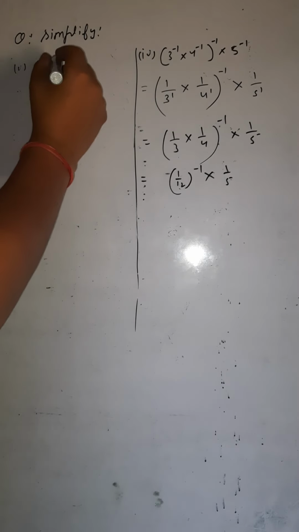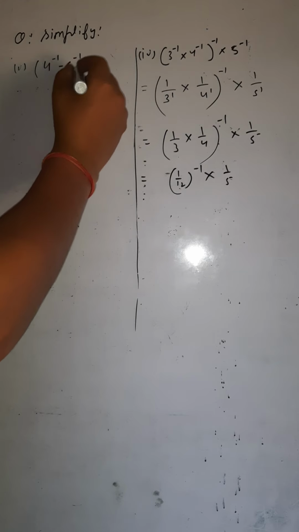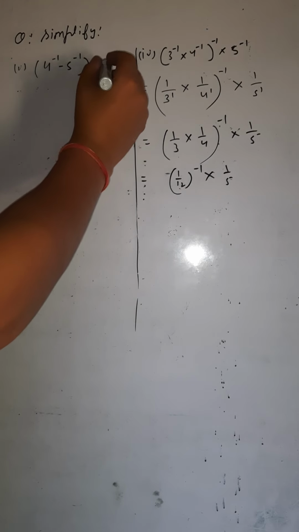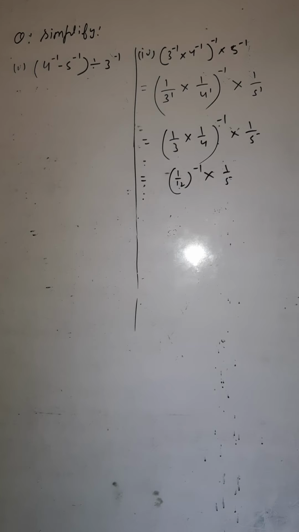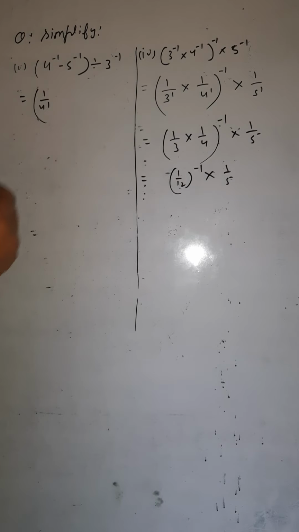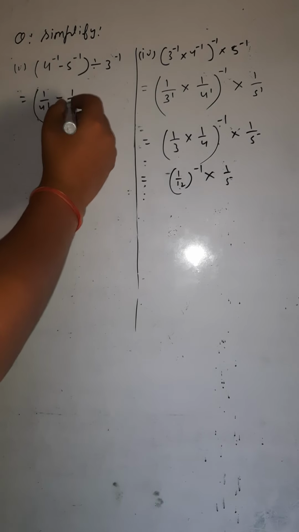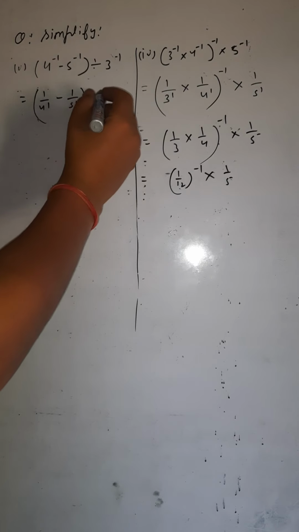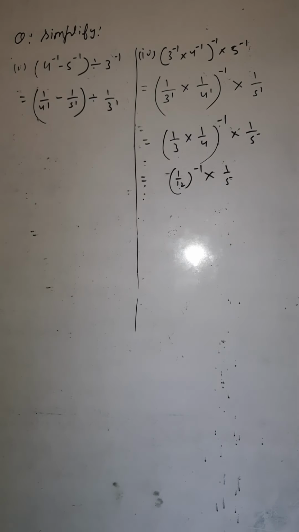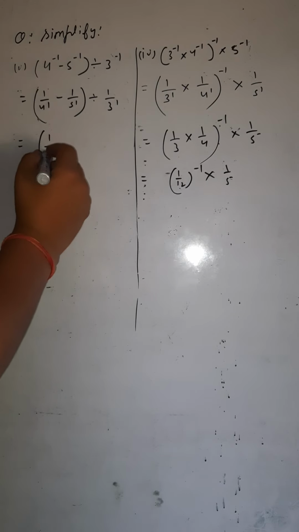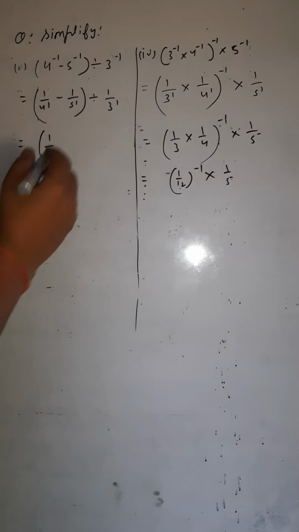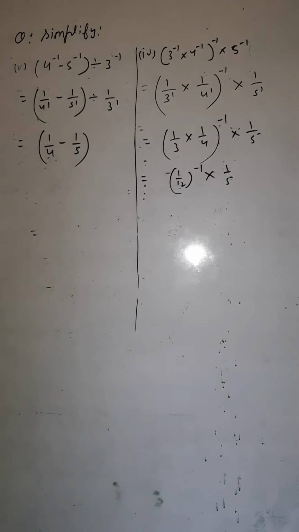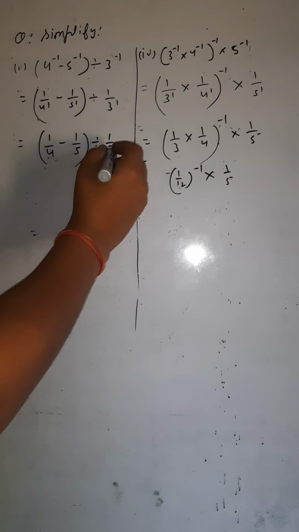The fifth question is 4 raised to the power minus 1 minus 5 raised to the power minus 1, then again it is divided by 3 raised to the power minus 1. Again a very easy question. Change these powers into positive ones. How do you change? 4 raised to the power minus 1 can be written as 1 by 4 raised to the power plus 1. Similarly this one also, again divided by 1 by 3 raised to the power plus 1. Are you getting this? Yeah. So now 1 by 4 raised to the power plus 1 can be written as 1 by 4. You would be knowing this. Similarly this can be written as 1 by 5, divided by 1 by 3.